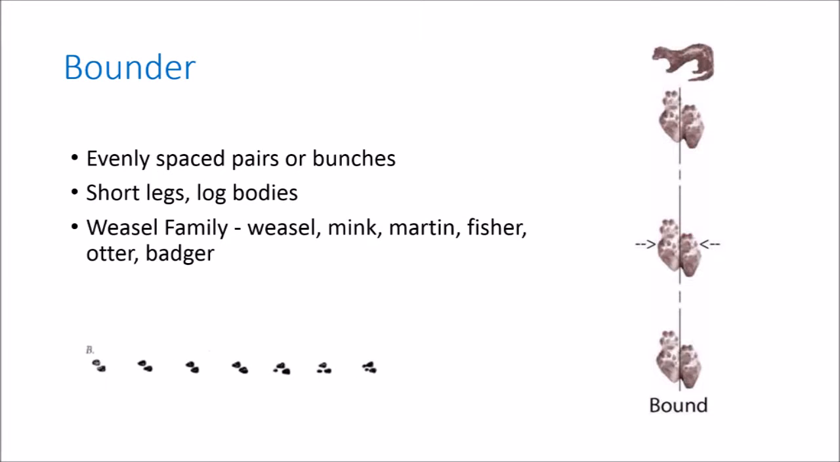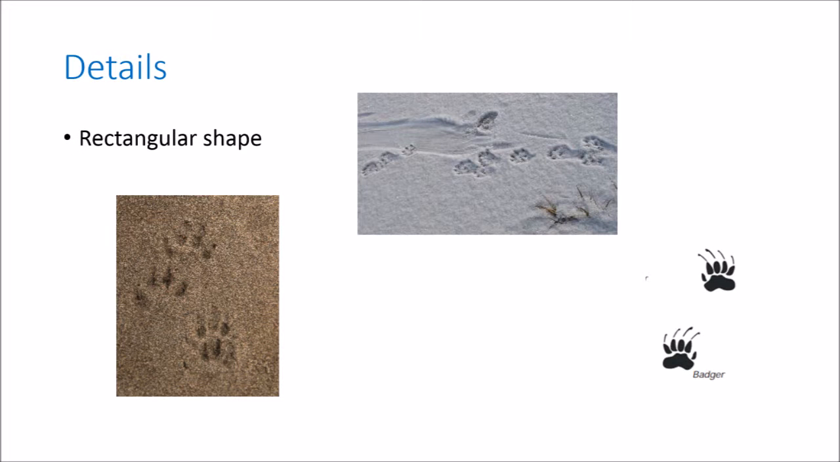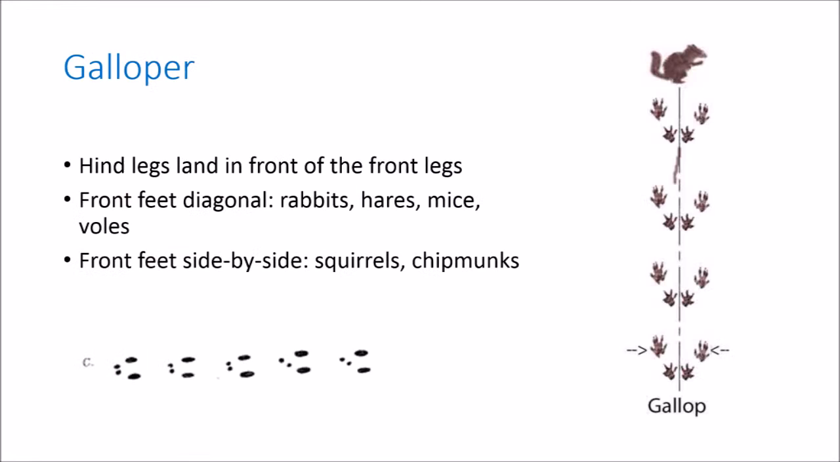The bounder pattern consists of tracks evenly spaced in pairs or bunches, showing the bounding motion and characteristic of those with short legs and long bodies. Almost all members of the weasel family leave this kind of track. The tracks of a bounder are a rectangular shape and sometimes show claw marks, depending on the species.